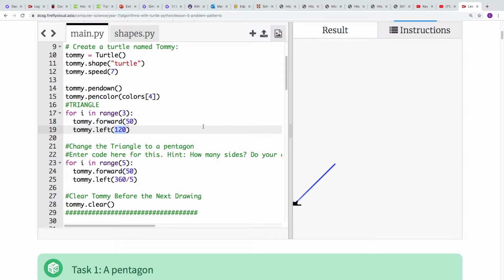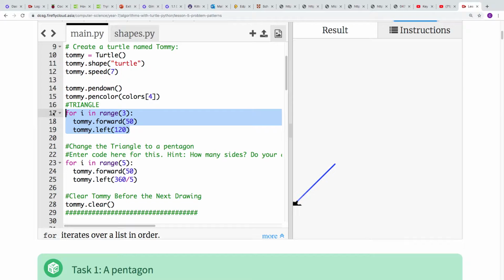How could you get it to turn right only using the left function? Yep. You make it go all the way left. Okay, so we can turn the opposite or the negative angle to go left. So there is my cheat for the pentagon.